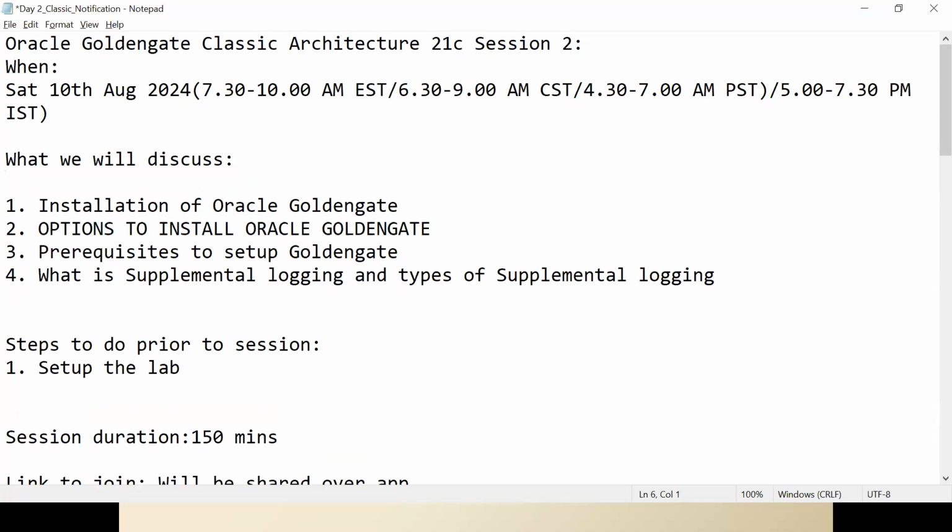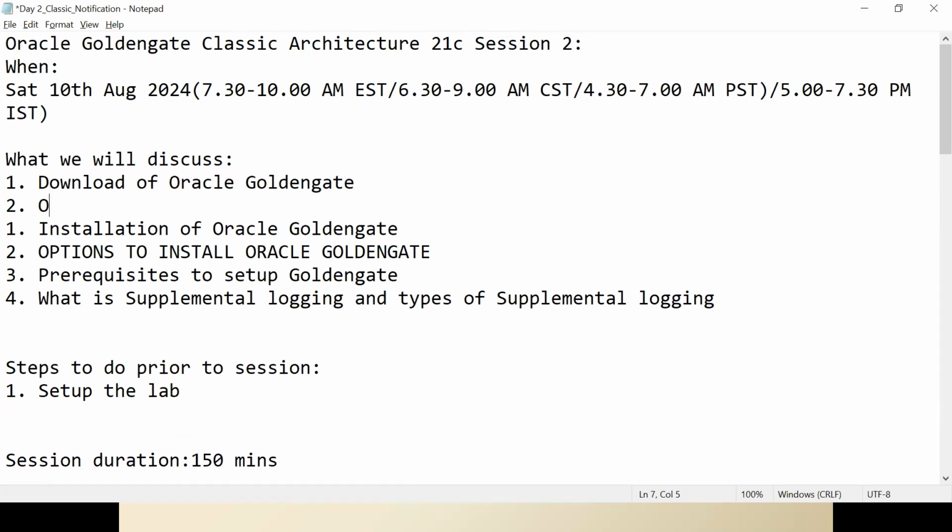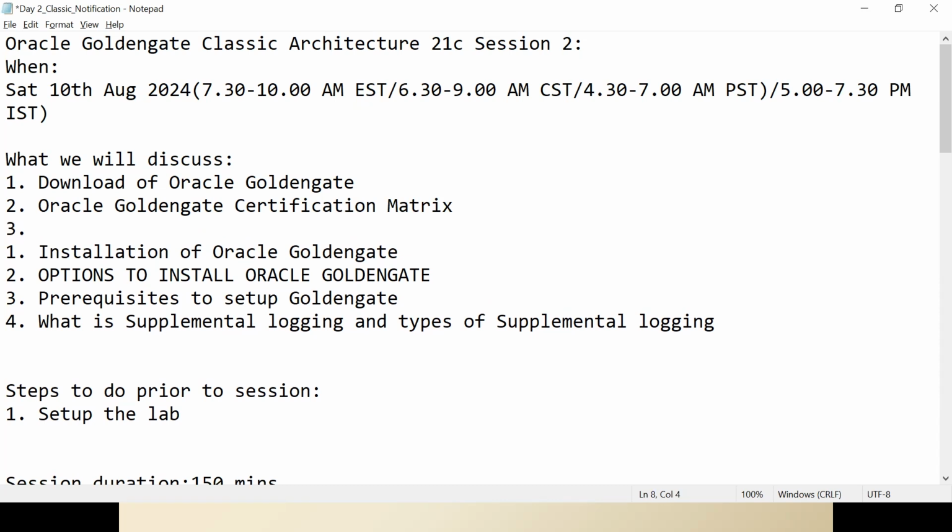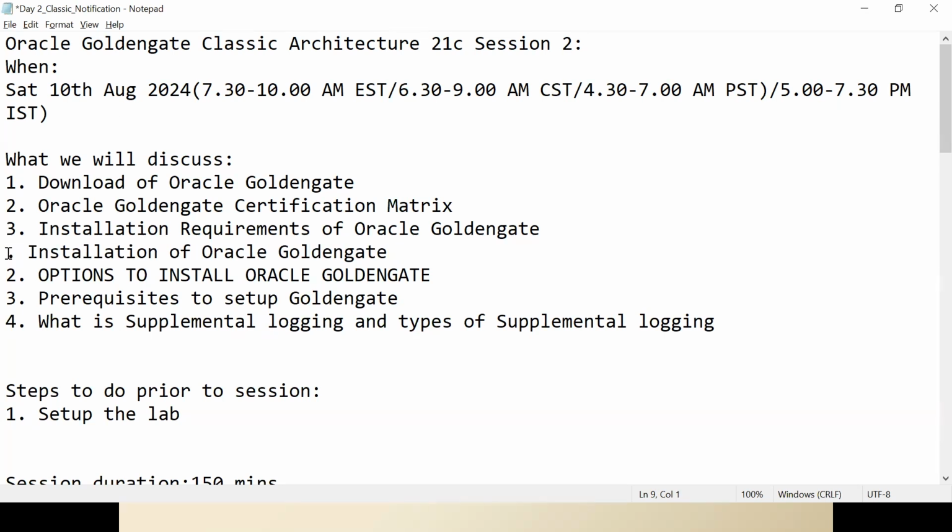In the next session, we'll discuss downloading Oracle GoldenGate, the Oracle GoldenGate certification matrix, and the installation requirements of Oracle GoldenGate. We'll discuss how much CPU, what the hardware requirements related to GoldenGate are, how you can install it, and what the server requirements are.